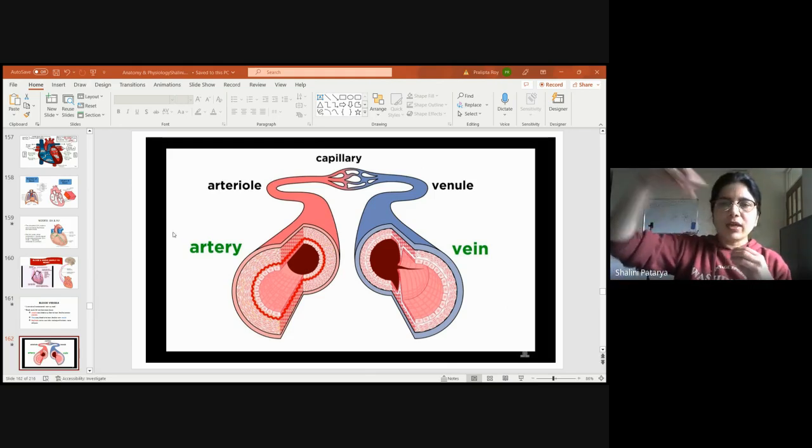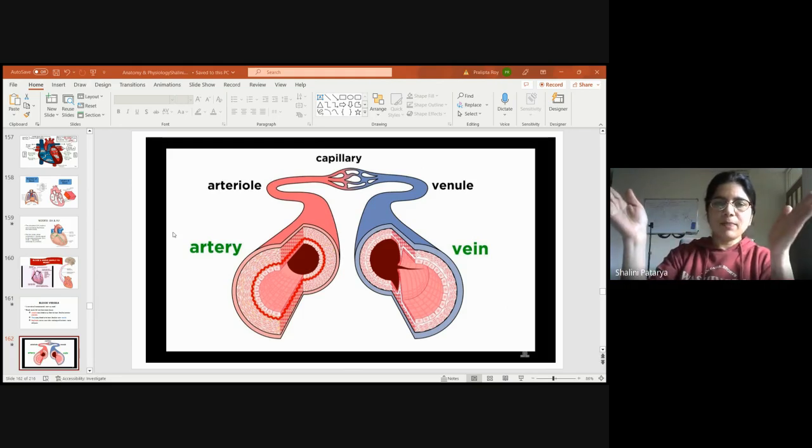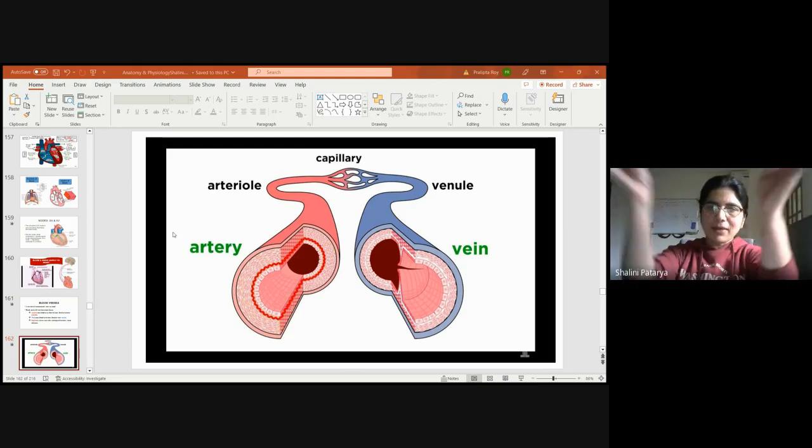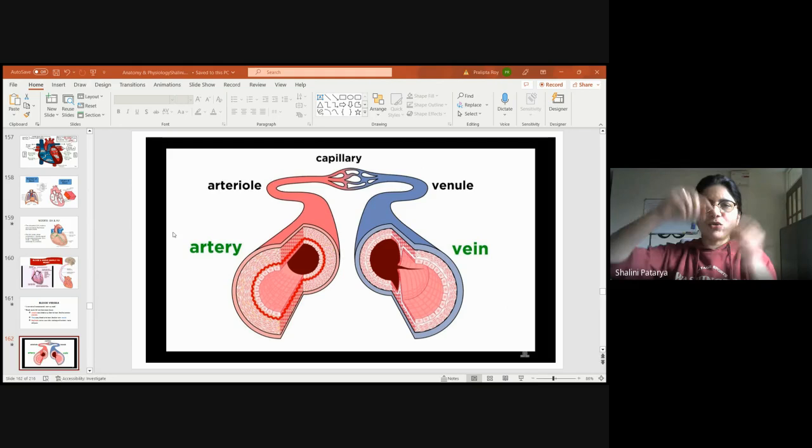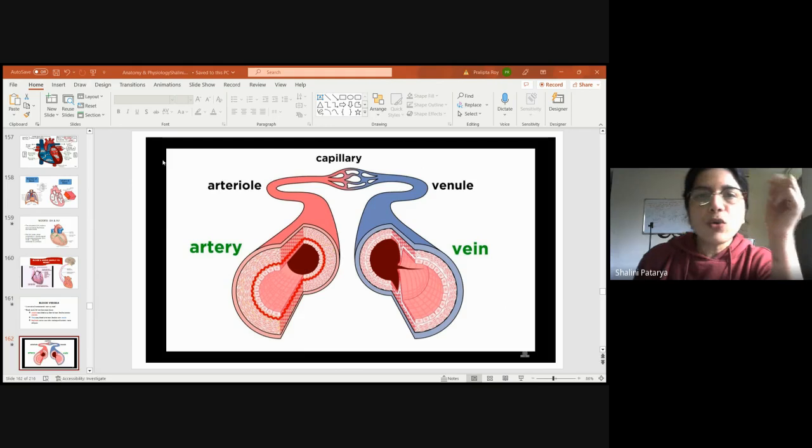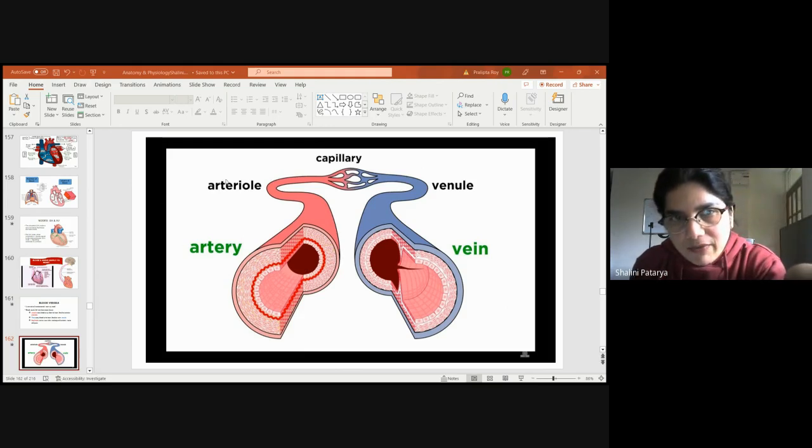a thinner one, the many pipes coming from the arteries are called arterioles. A single one is called an arteriole, and the complete one is called an artery. Now understand this: this is the veins and this is the arteries.